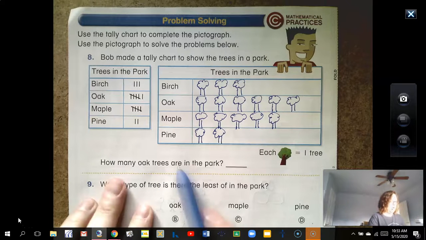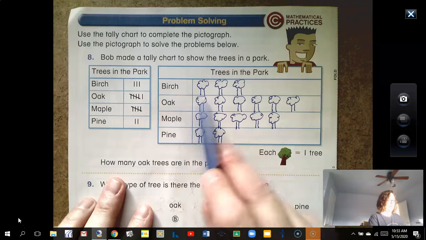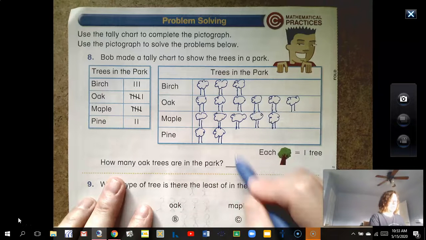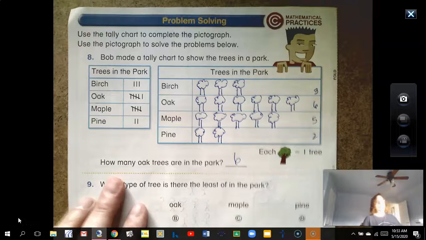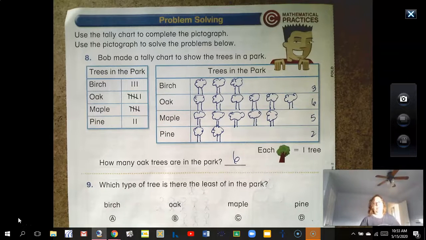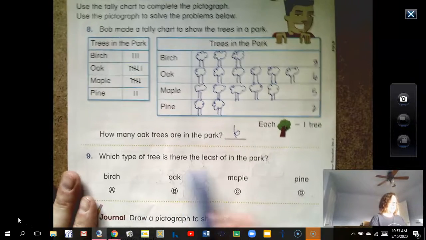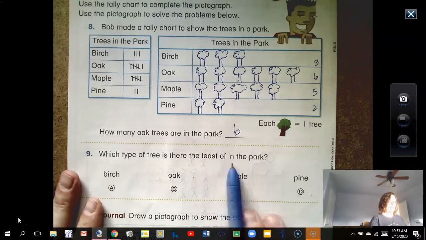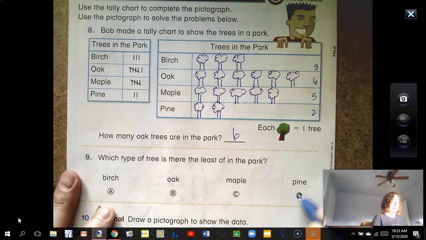Okay? How many oak trees are in the park? So let's go up to oak, and how many did we have? 1, 2, 3, 4, 5, 6. If I had done this, I wouldn't have even had to count. Remember me doing that in previous lessons? Which type of tree is there the least of in the park? The least. So we just look over here and see there's only 2 pine. Pine would be the least.